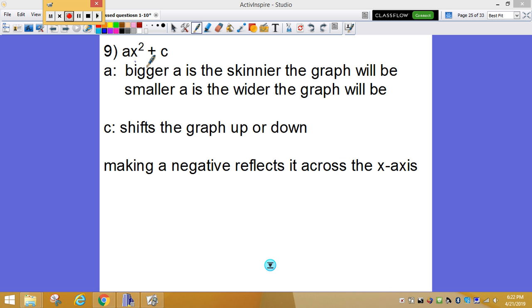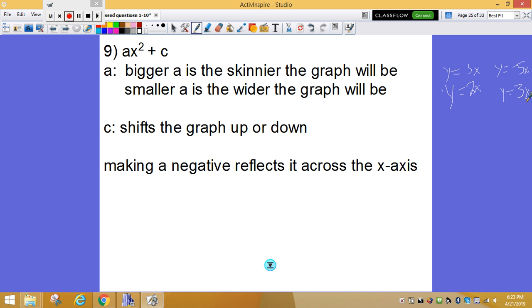What you need to know: A, the bigger A is, the skinnier the graph will be. The smaller A is, the wider it will be. So, some examples that I would write down. 3x is going to be skinnier than 2x. And negatives do not matter. So if I give you negative 5x, that is going to be skinnier than 3x. It doesn't matter that the 5 is a negative. 5 is bigger than 3, so 5 is going to be skinnier.